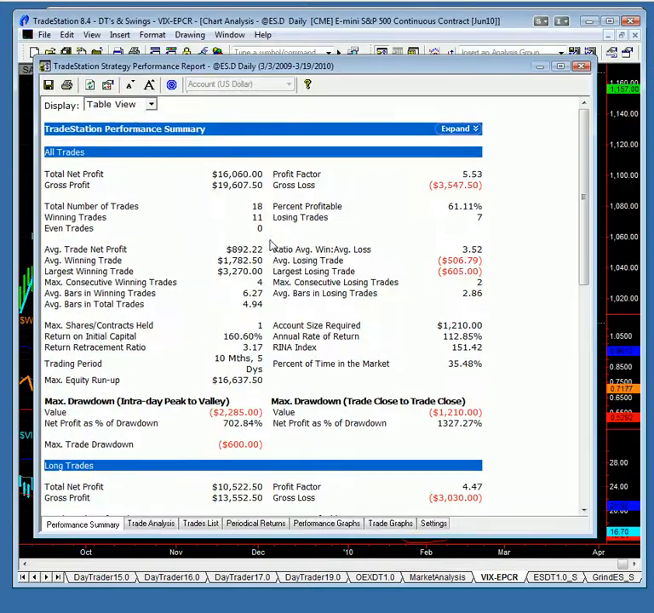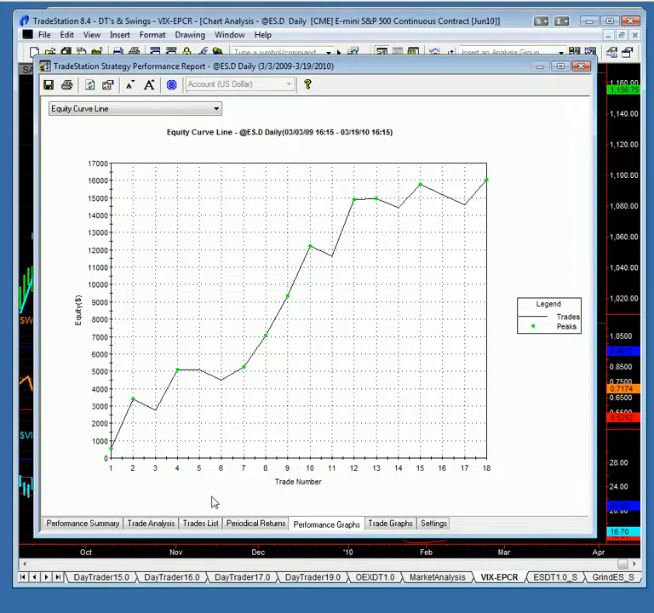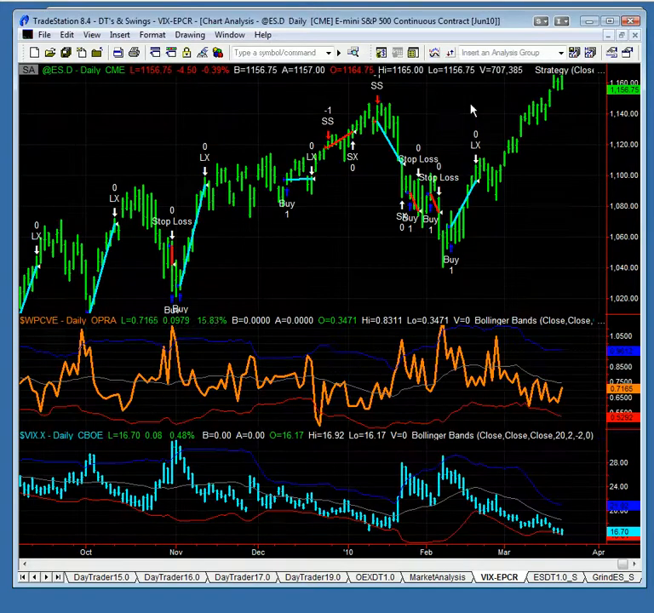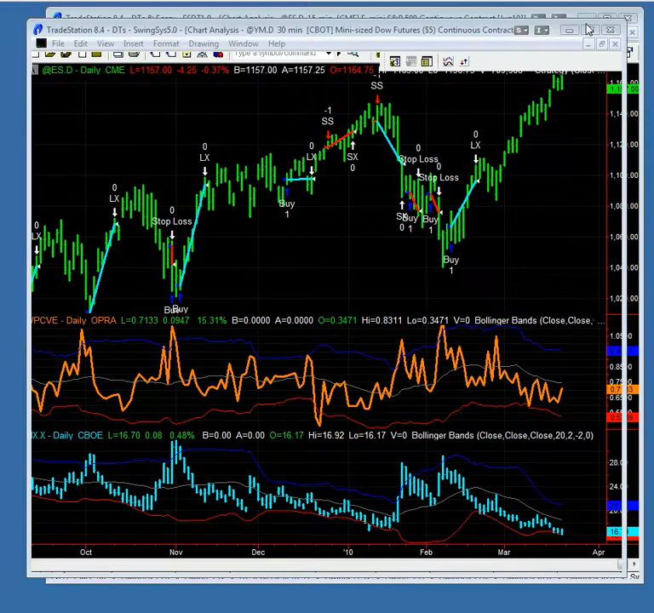$16,000 over the last year or so, and a $1,200 maximum drawdown. Isn't that just beautiful? We just happened to give this system to you. We mentioned it one day and coded it, and boom, there you have it. So we're going to move over and look at it.